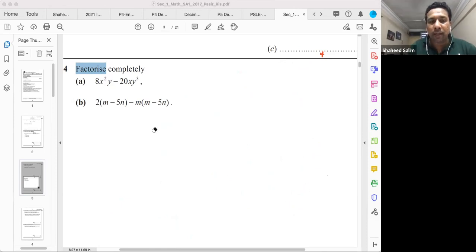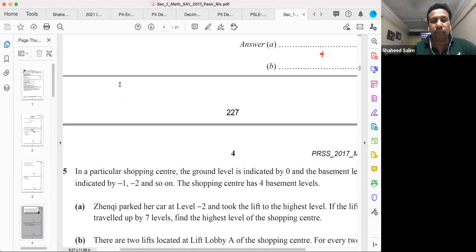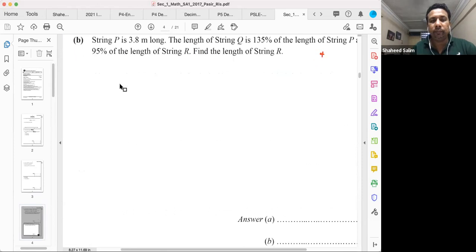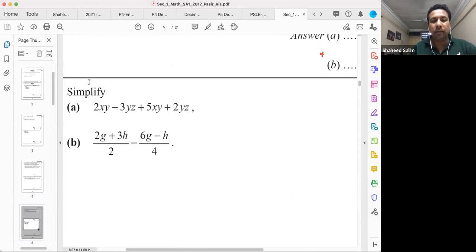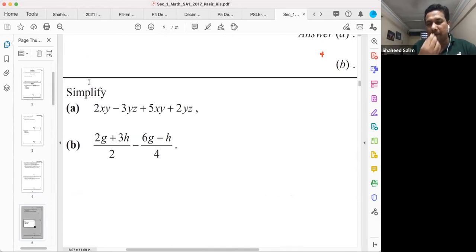Ryan, can you see? I didn't look at the question. M minus 5n. M minus 5n. You can take this out and put outside. They both have this the same. See what? Okay, never mind. This one we do later. We move on. Okay, we try this one. 2a first. Simplify.